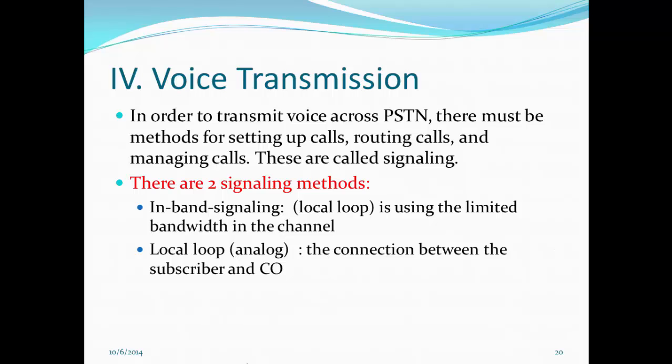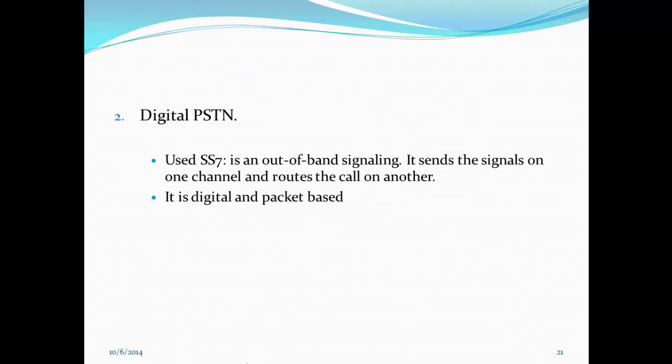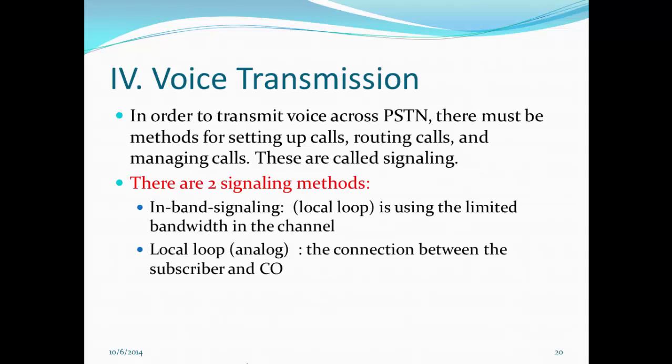Voice transmission. In order to transmit voice across the PSTN, there must be a method for setting up calls, routing calls, and managing calls. These are called signaling. There are two signaling methods. The in-band signaling, which is the local loop, uses limited bandwidth in the channel. That means this is the connection between the subscriber and the CO. Digital PSTN uses SS7, which is also called out-of-band signaling. It sends the signal on one channel and routes it to another. This is usually digital and packet based and is used from CO to CO. The previous one is analog.